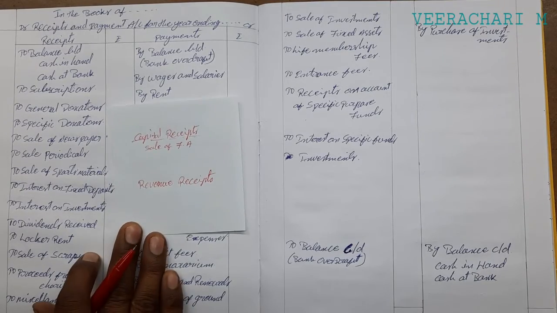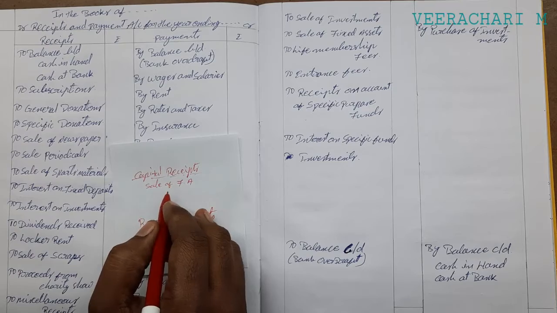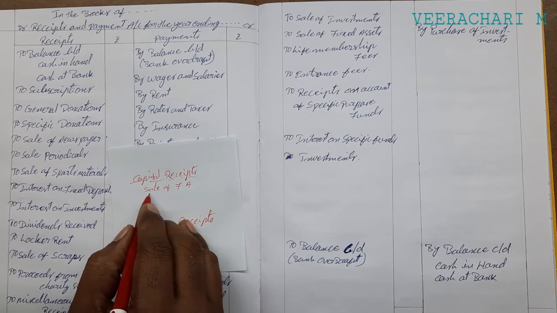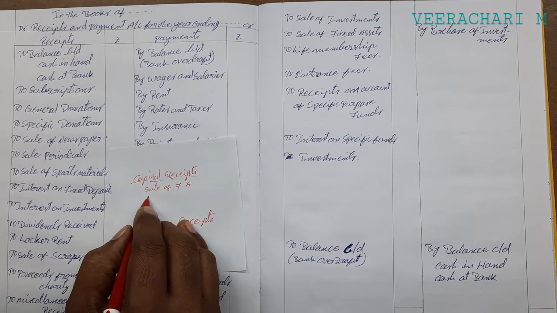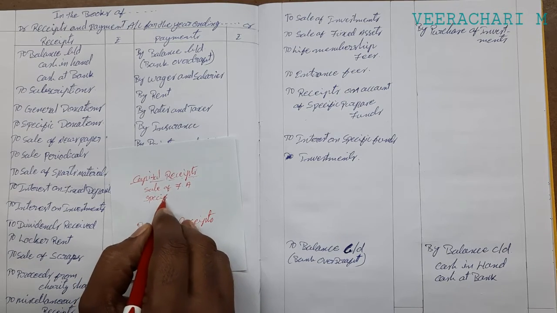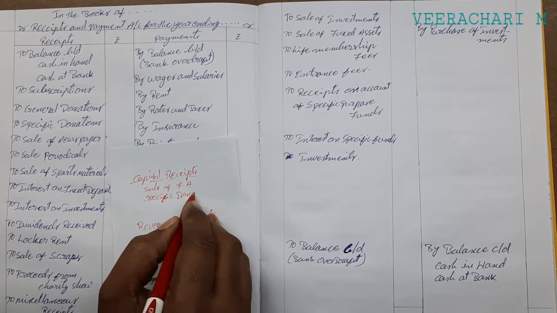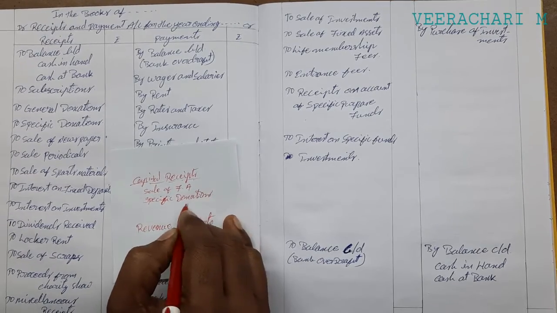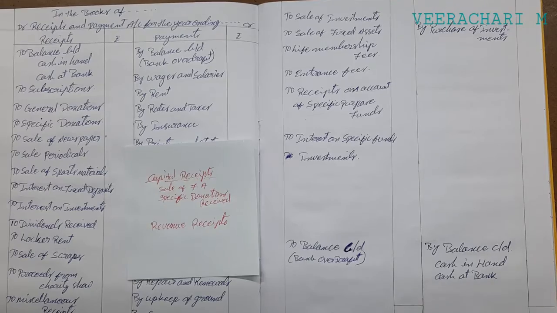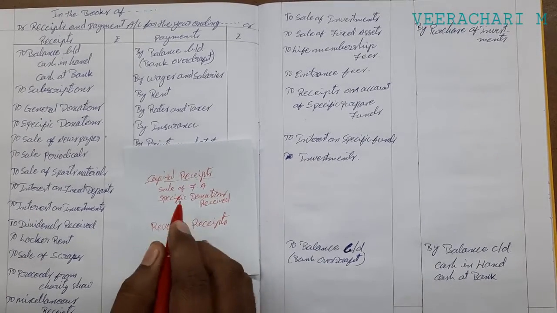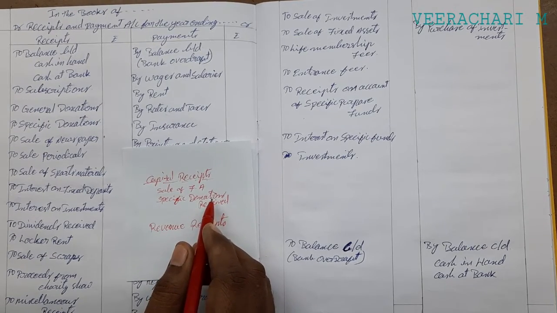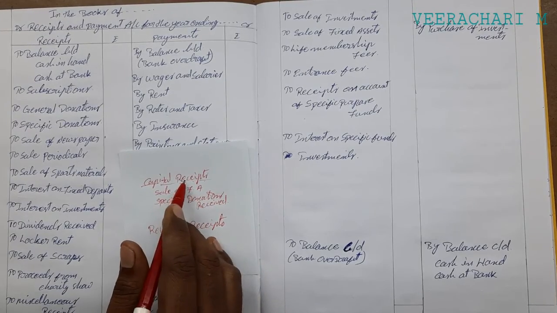Next, capital receipts also include donations, specifically specific donations received. A specific donation is for a specific purpose and is capital in nature of receipt, so that is the reason it comes under capital receipts.